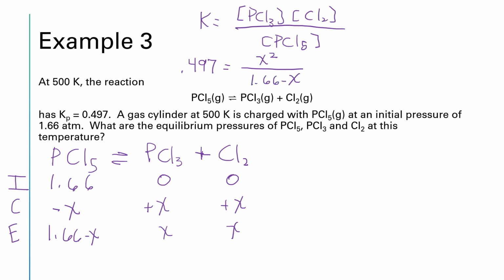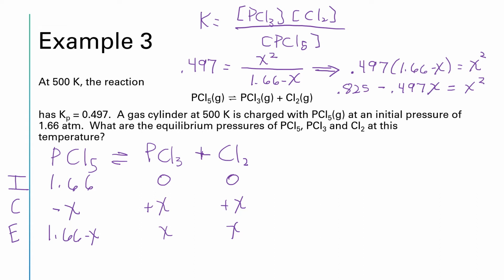Now, I'm going to multiply both sides of this equation by that denominator, 1.66 minus X. And that's going to give me 0.497 times 1.66 minus X is equal to X squared. Next, I'll distribute, and that's going to give me 0.825 minus 0.497x. That's just distributing the 0.497 times 1.66, and then the 0.497 times a negative x. And that's all equal to x squared.